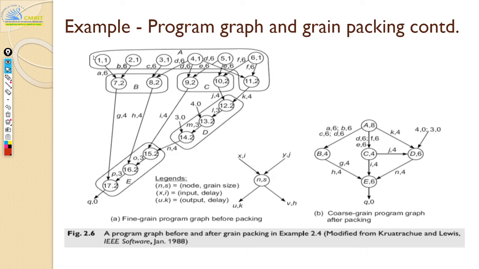These nodes represent the node number. The first one is your node number: node 1, node 2, node 3, all the way. How many nodes will you have? You should have 17, because we have 17 different statements. Each statement, each instruction, is one node here. So this is the finest granularity we are dealing with. Followed by your grain size, which, as we saw, is nothing but the number of clock cycles. How many clock cycles is this particular node or statement going to take?